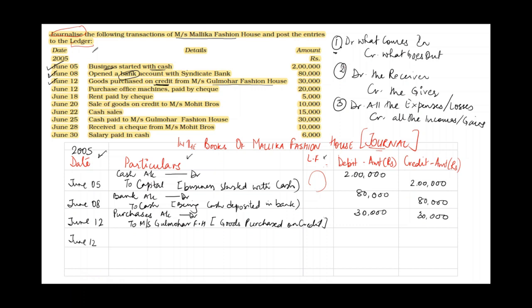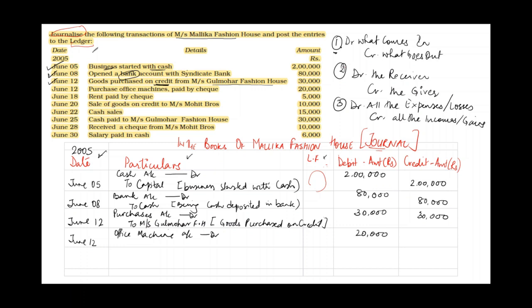Now after that, one more entry on June 12th. June 12th is purchase of office machine, paid by cheque. Here it goes. What comes in? Office machine. So you will say office machine account debit. Amount is 20,000, right?